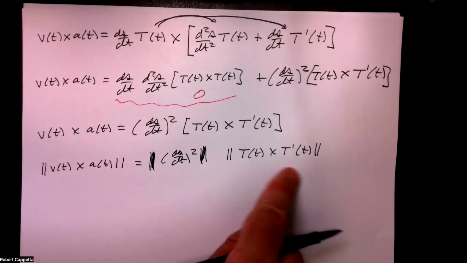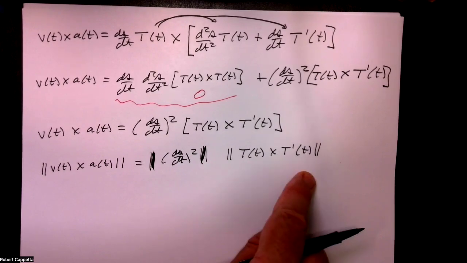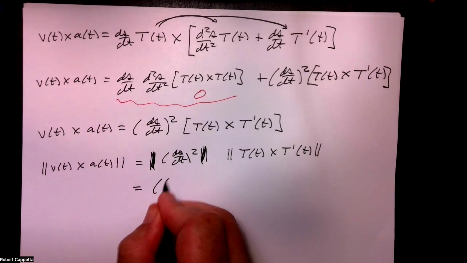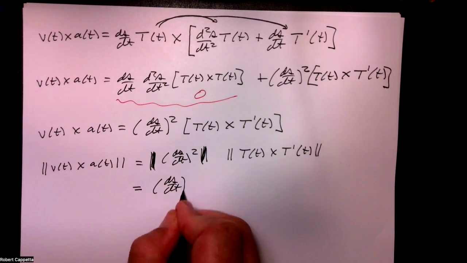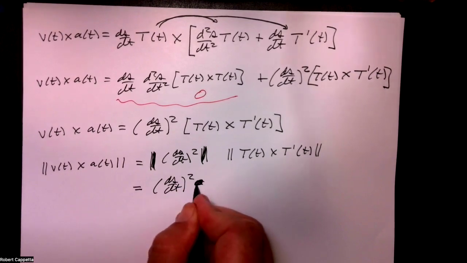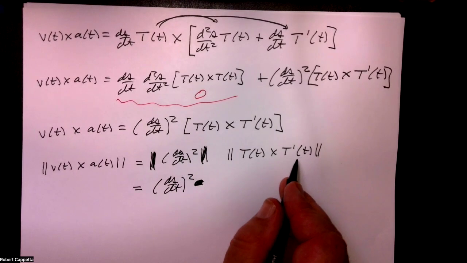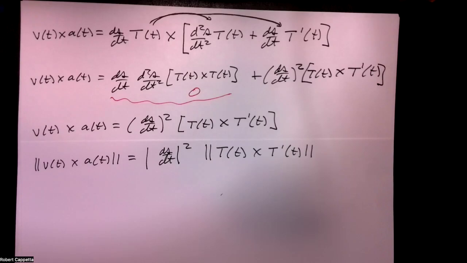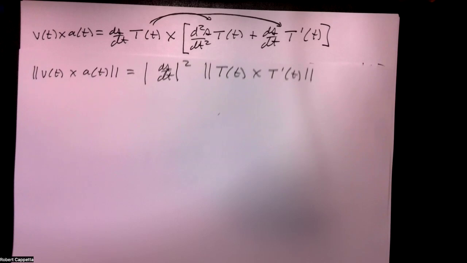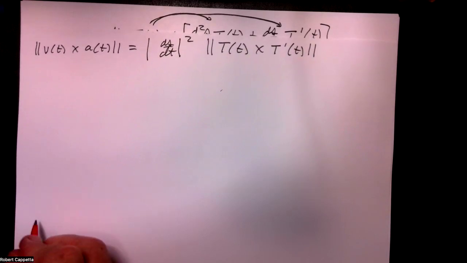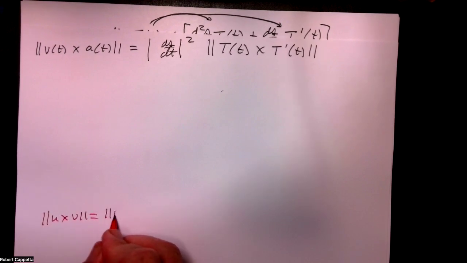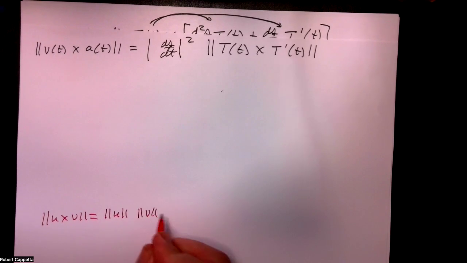And do we remember what the magnitude of a cross product is? ds/dt squared doesn't need absolute value because it's always positive, times the magnitude of u cross v. Just cleaning this up a little bit. The magnitude of u cross v, let's remind ourselves. The magnitude of u cross v is the magnitude of u, magnitude of v, sine of the included angle.